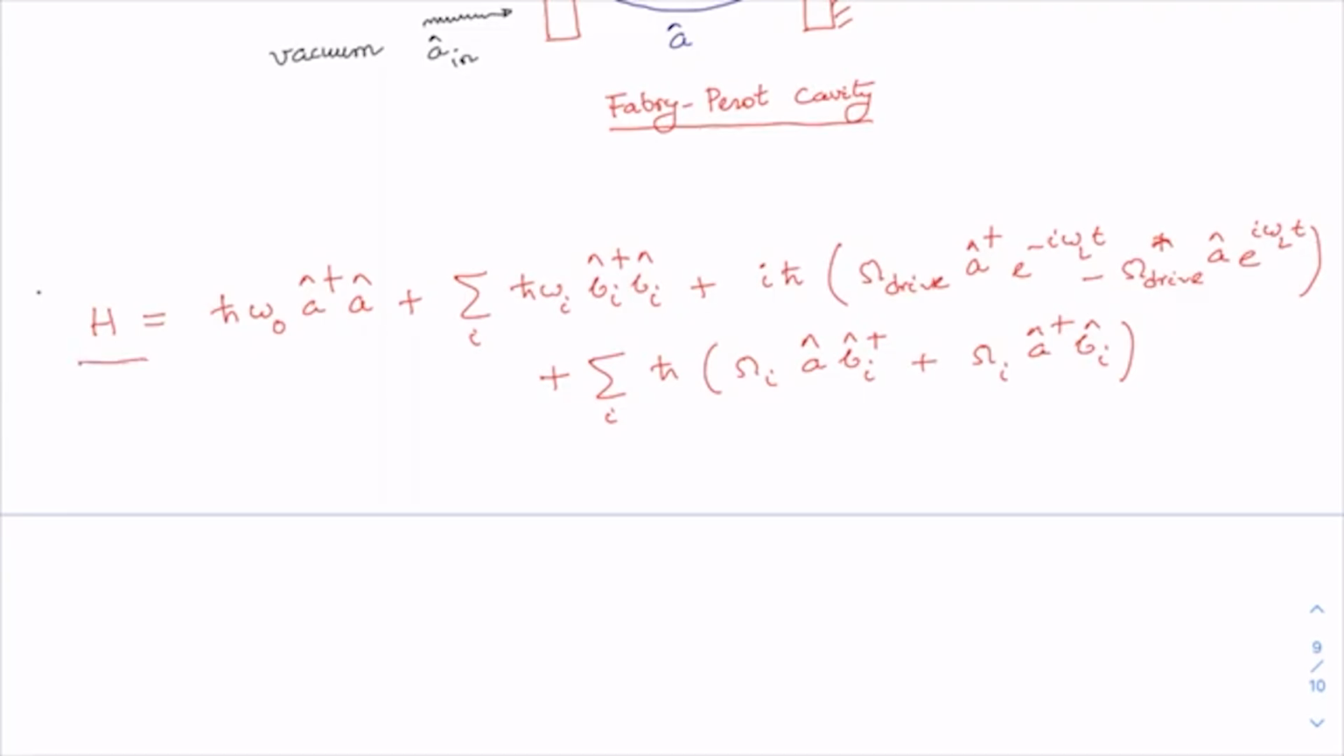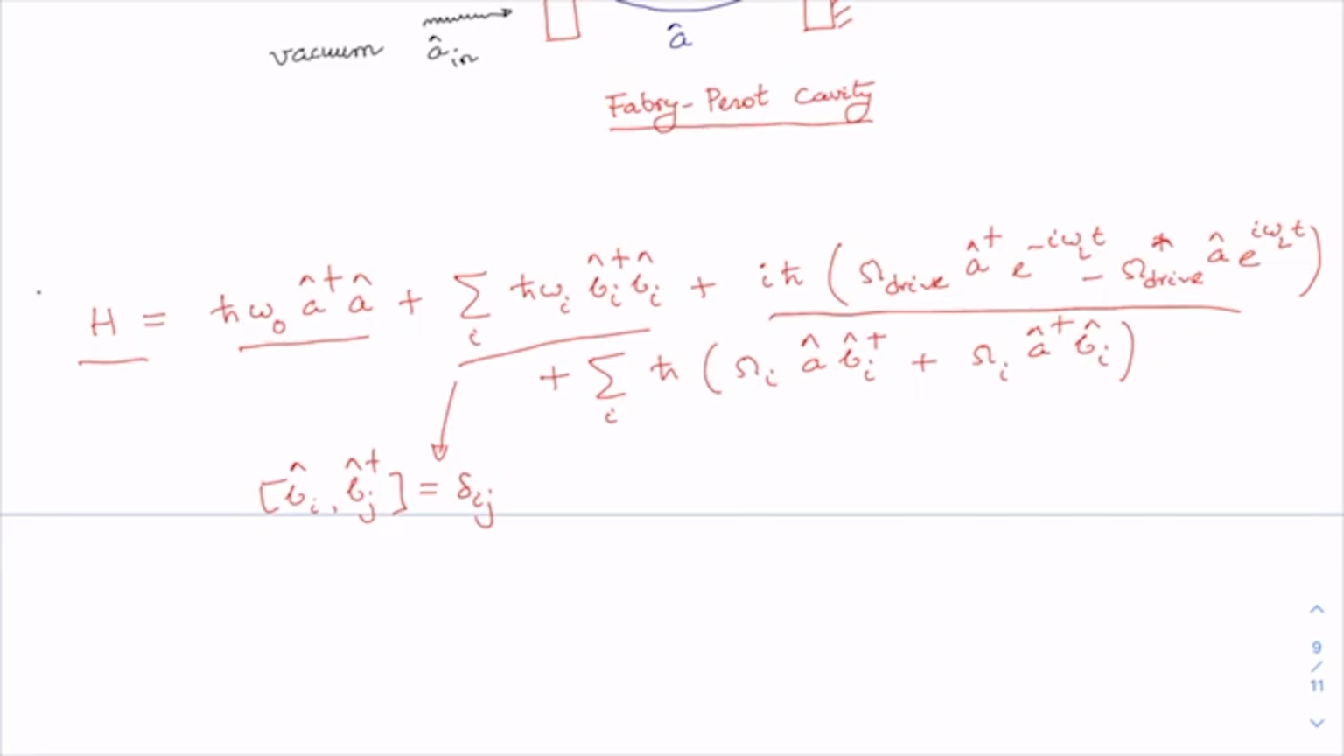Here the first term refers to the energy of the cavity mode. The second term describes the energy of the bath oscillators, modeled as a collection of independent electromagnetic oscillators, with the constraint that this commutation relation has to be obeyed, that is, the commutation between b_i and b_j dagger should be equal to delta_ij. And the third term describes the laser driving the cavity externally.